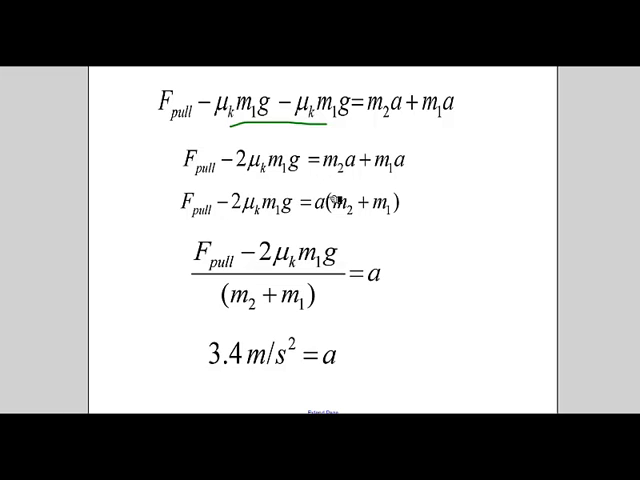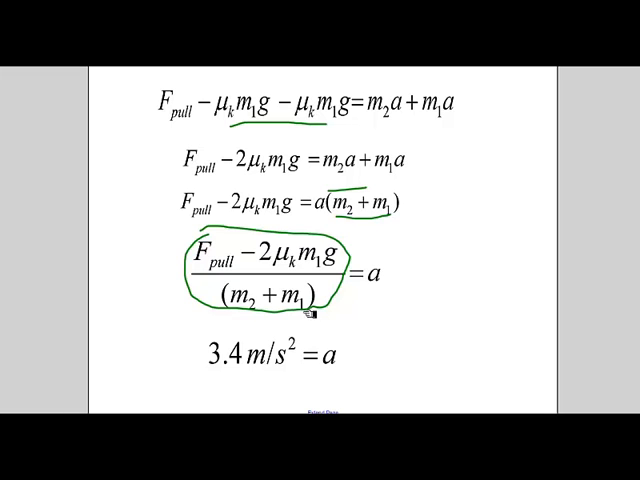I can factor out the a from both of these terms and then divide both sides by this term, m2 plus m1. That gives me this nice, concise formula. And in fact, I can pause here and check my understanding. Think about, does this make sense?